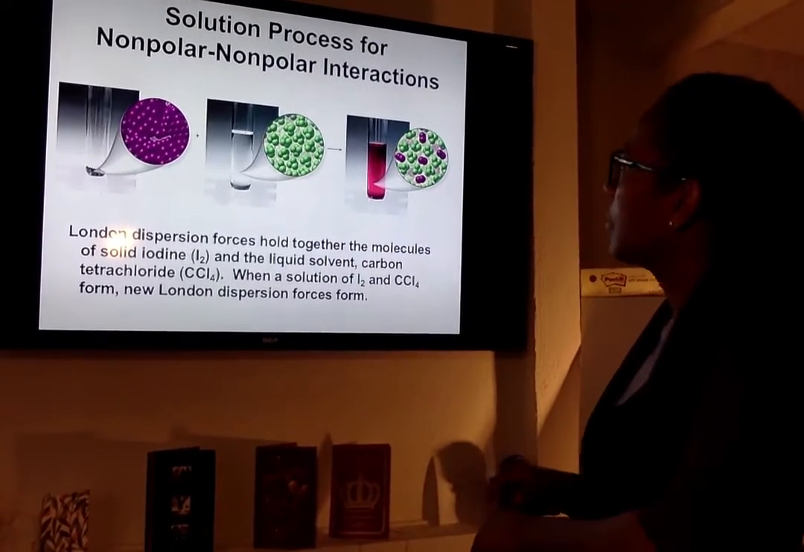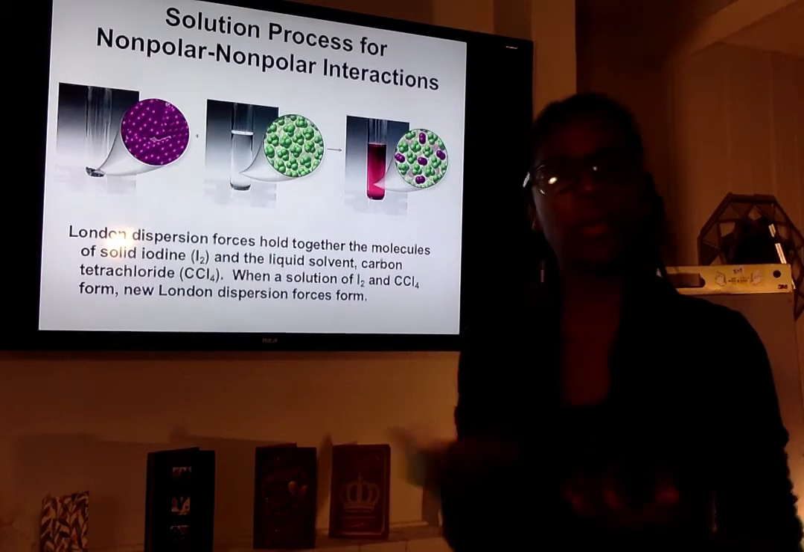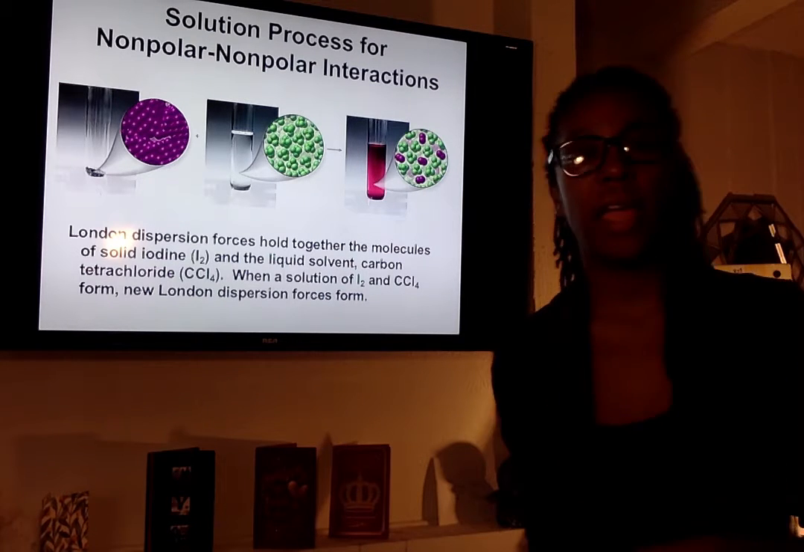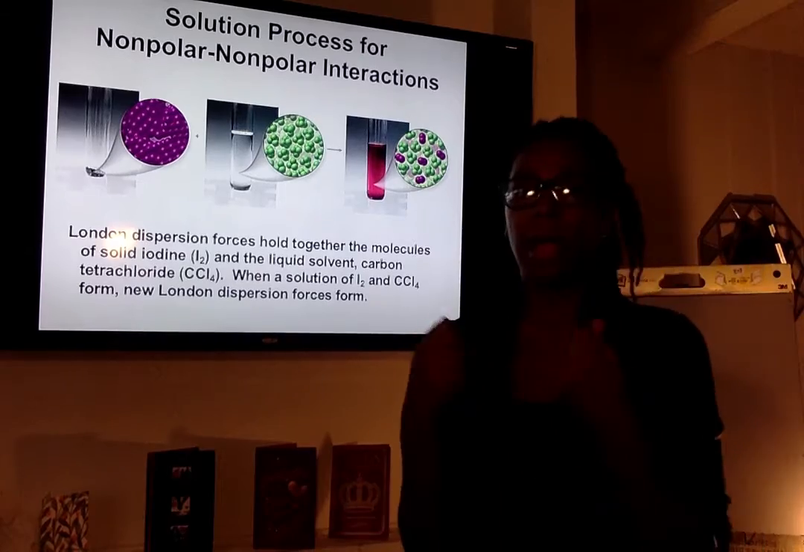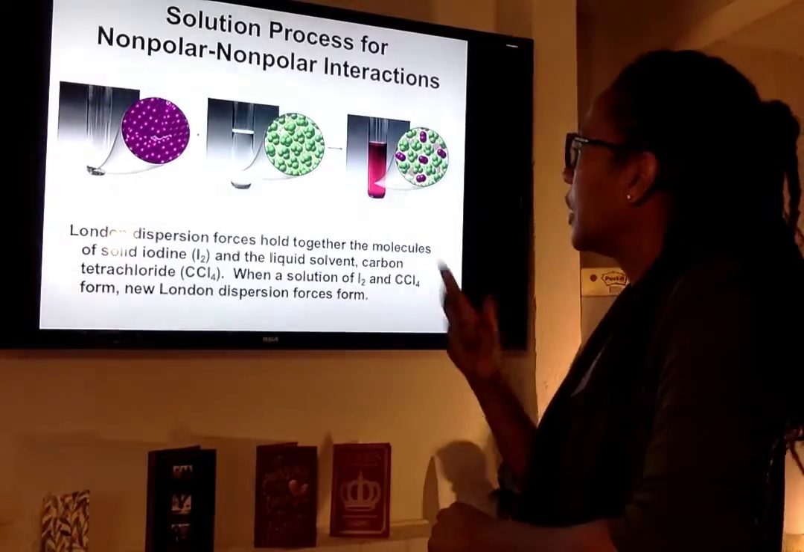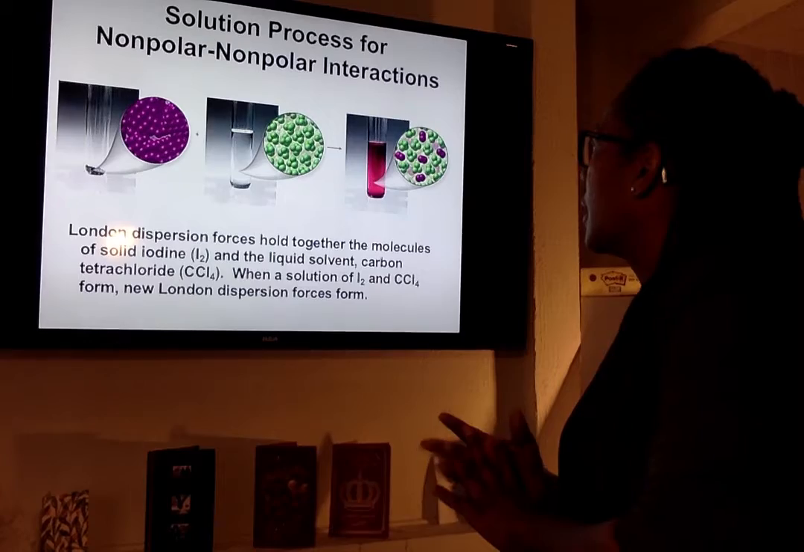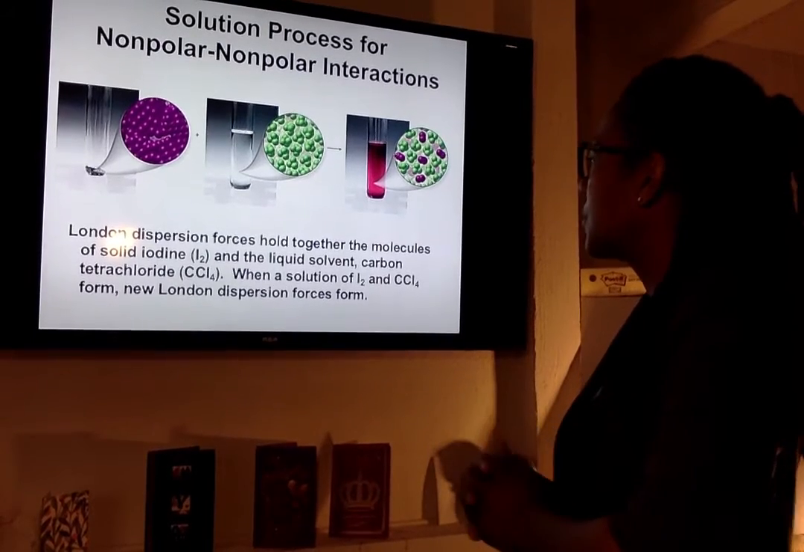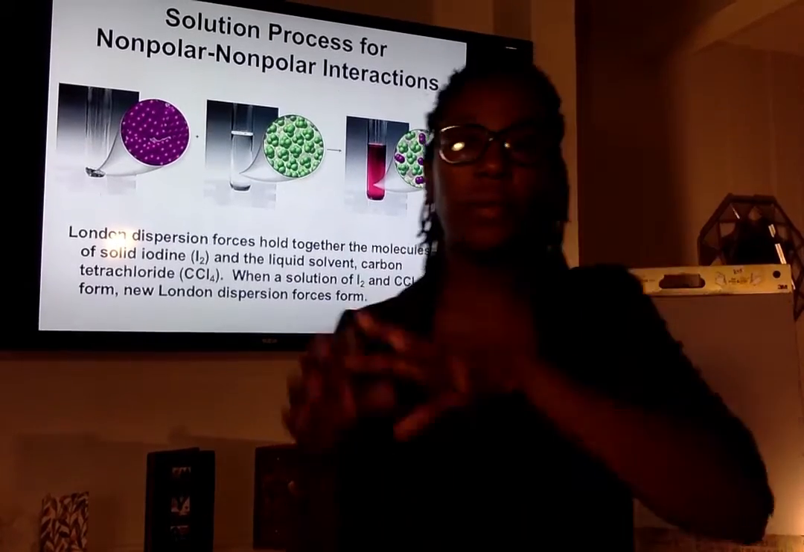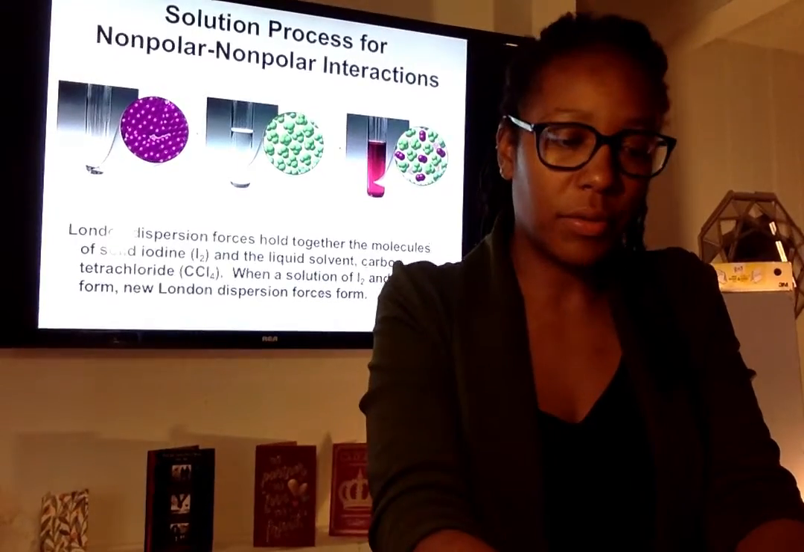So, nonpolar interactions. How are these nonpolar and nonpolar compounds coming together? We've talked about how we have polar and polar, right, which is dipole-dipole. We've talked about how those are coming together through the dipole-dipole, right? But how are the nonpolar? Well, the London dispersion forces is what holds these pieces together. So when the solution of I2 and CCl4 forms, new London dispersion forces form. So the London dispersion is the process for which these interactions happen.